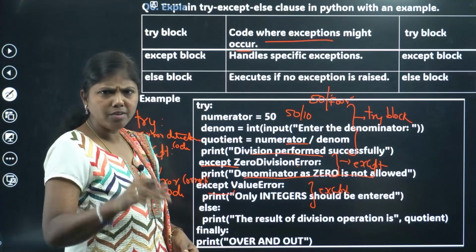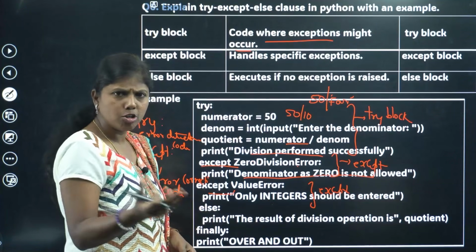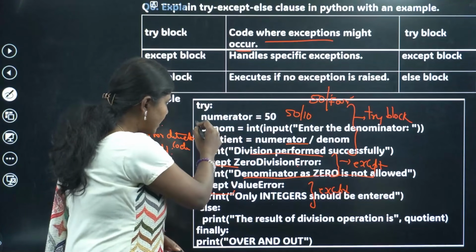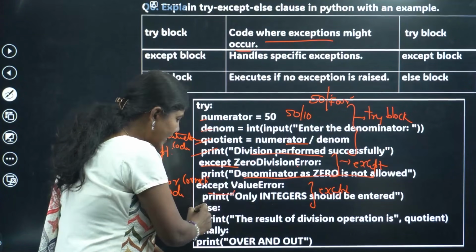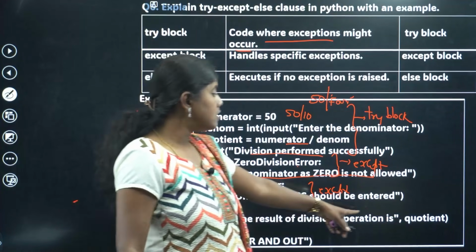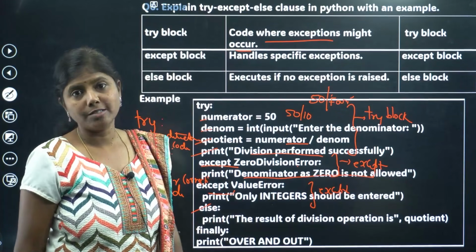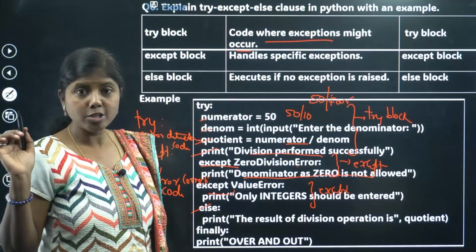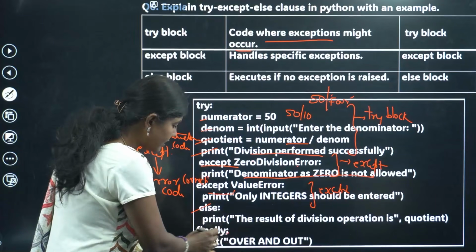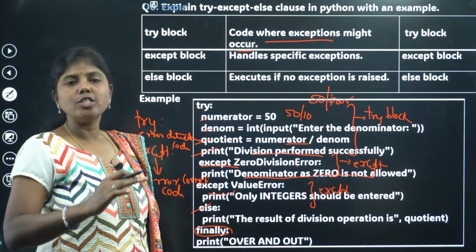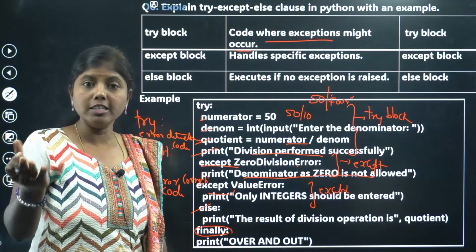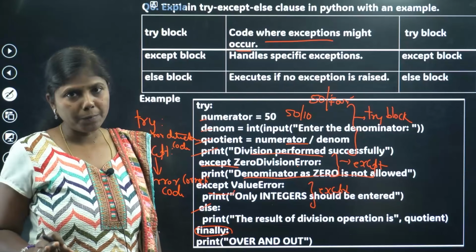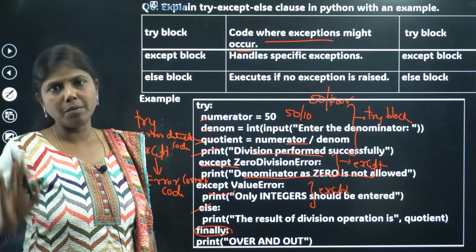Everything is fine, no error, for example 50 by 10. So this will execute, this will execute, this will execute, this will execute. No error, so directly it comes to the else block. The result of the division is the quotient, so it's going to give 5. Is the point clear? Now there is something called finally. Finally is always executed irrespective of whether an exception is raised or not. Is the point clear? This you have to keep in mind.